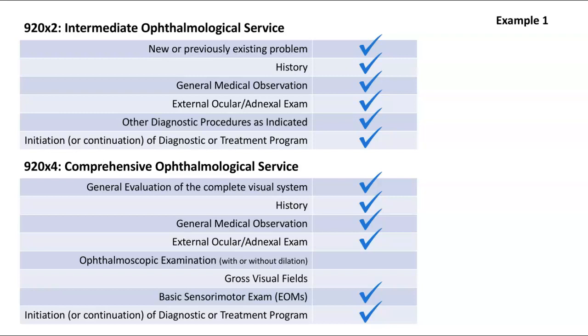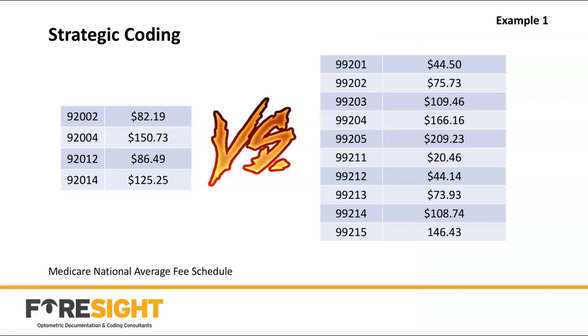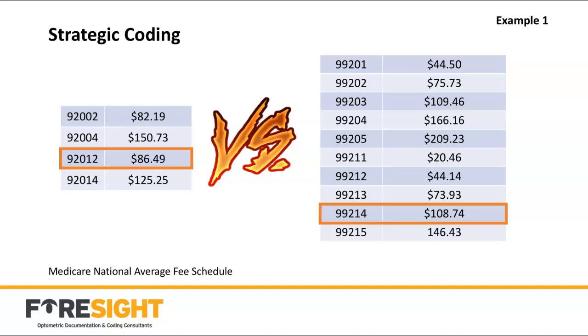If we tried to grade it for a comprehensive, you can see we did not do gross visual fields and we did not do an internal examination. So it can't be billed as a comprehensive. So our choices here are either an intermediate or a level 4. Well, which one do you think we should choose? It's pretty obvious that if we're going to bill this and try to maximize our reimbursement, we'd submit this to the insurance company as a 99214.